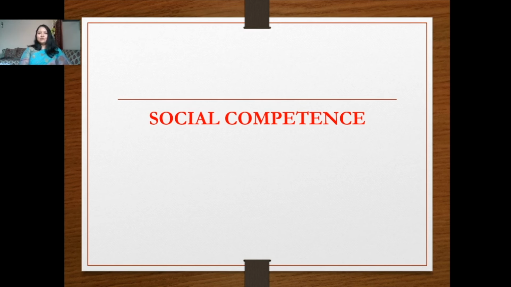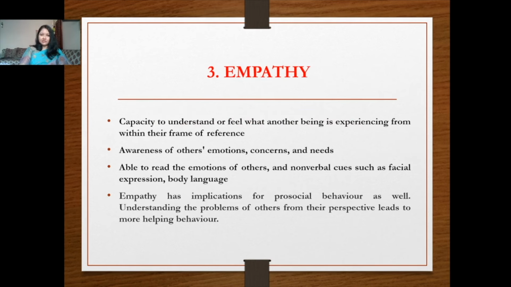So let's come to the second domain or second component of emotional intelligence, which is social competence. Within this, we will be talking about two subcomponents. The first is empathy, and the next is relationship management. First, we'll talk about empathy, which is the first component of social competence, but the third competence of emotional intelligence. Empathy is a very popular term, but often mistaken, often misunderstood.